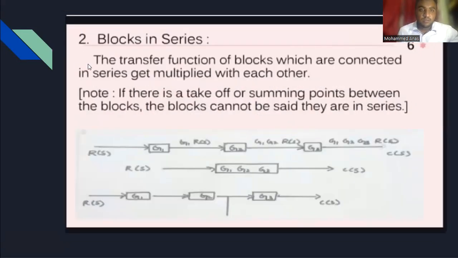Second rule, it is blocks in series. The transfer functions of blocks which are connected in series get multiplied with each other. Here G1, G2, G3 are connected in series, so we have to multiply them. We have to remember that there should be no summing point between them.